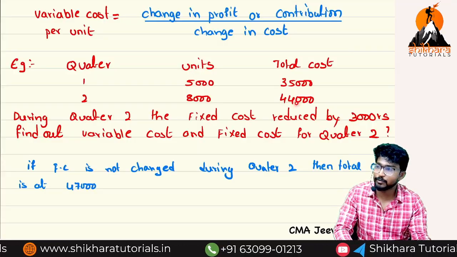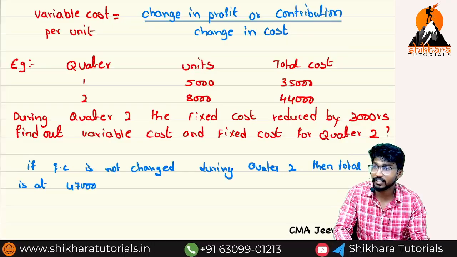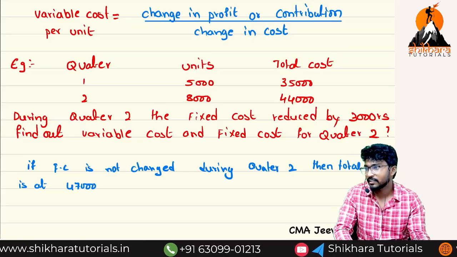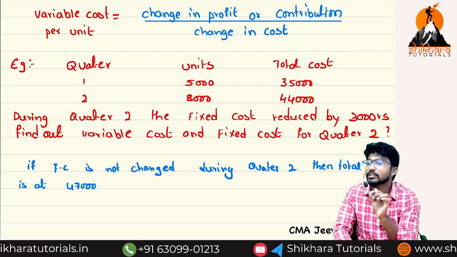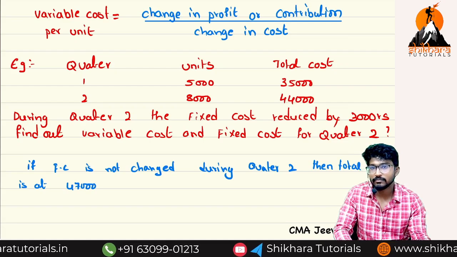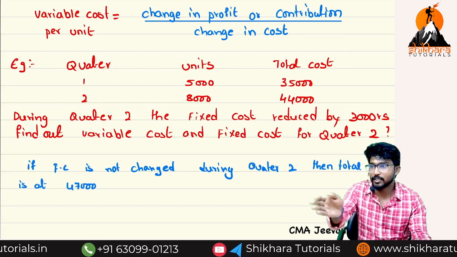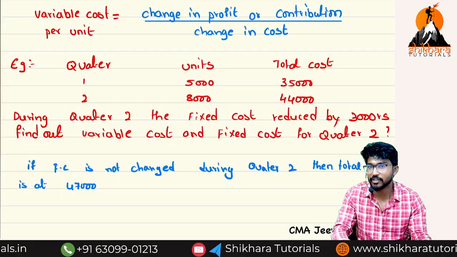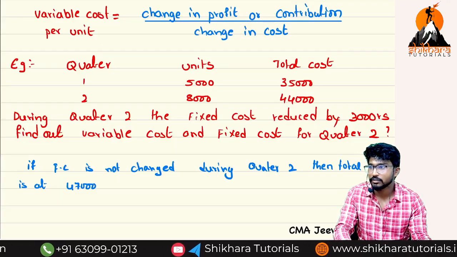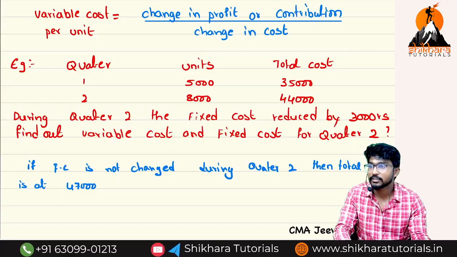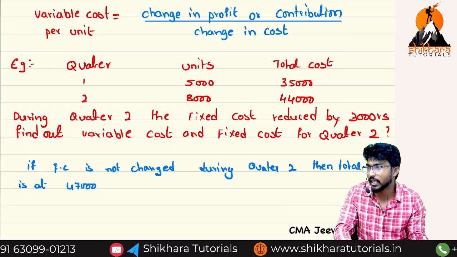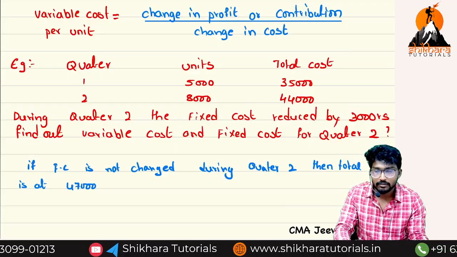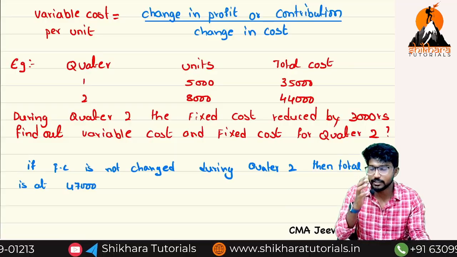Here they didn't give profit, they gave cost. What will you get? Variable cost per unit. Use the semi variable cost formula. What is the formula for semi variable cost? Change in total cost divided by change in units. You will get variable cost per unit, right? Am I correct? Yes, absolutely correct.